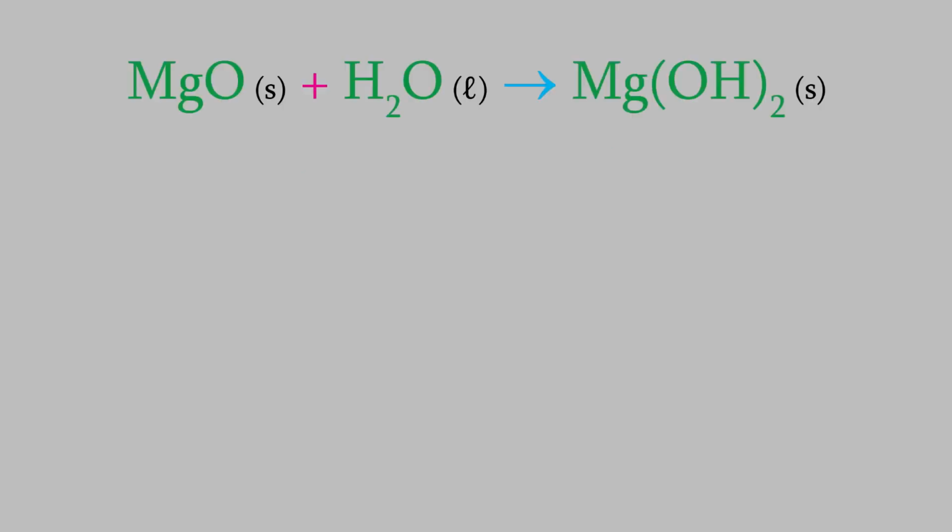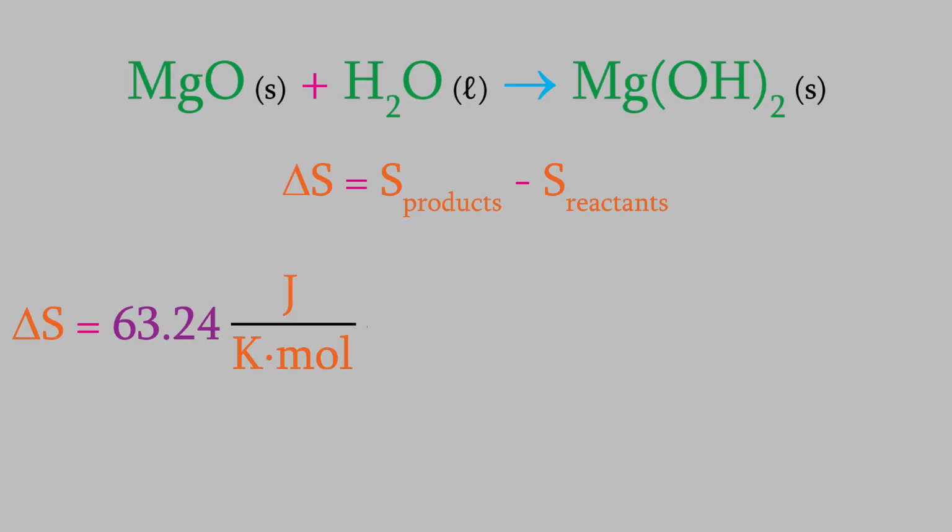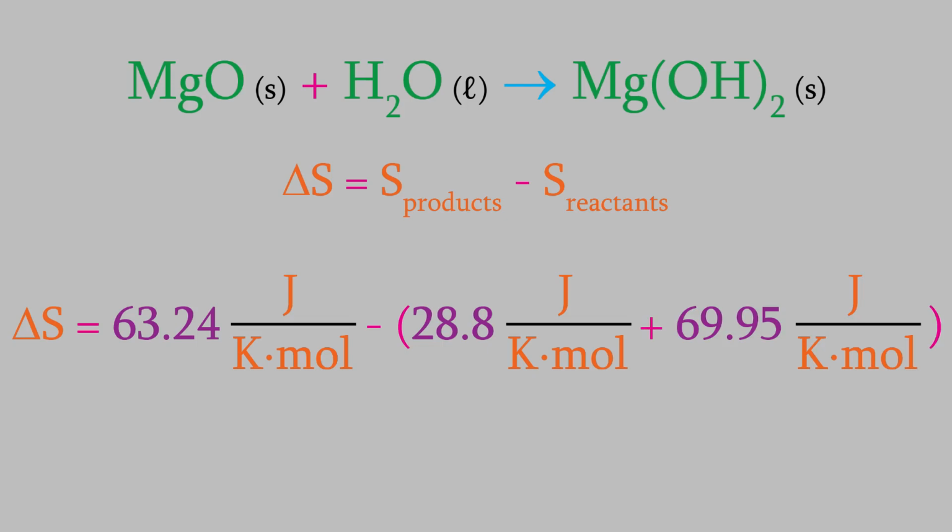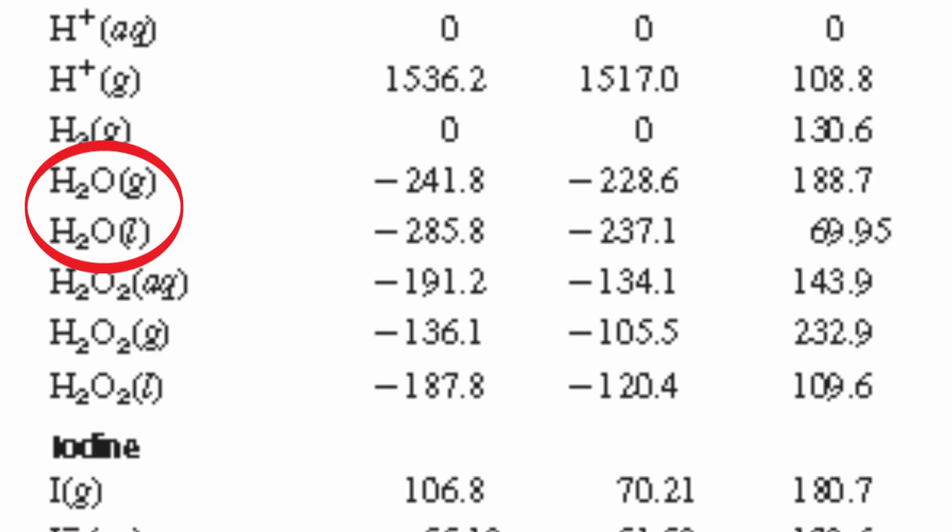For example, consider this reaction. If we want to know its entropy, we just look up the entropies of the products and reactants in Appendix C and plug them into the equation. The entropy of magnesium hydroxide is 63.24 joules per Kelvin mole. Magnesium oxide is 28.8, and liquid water is 69.95. Notice that some compounds, including water, appear in the appendix more than once. That's because the entropy is different depending on whether the compound is a gas, a liquid, or a solid. If more than one phase is listed, be careful to use the data for the phase that you really want.